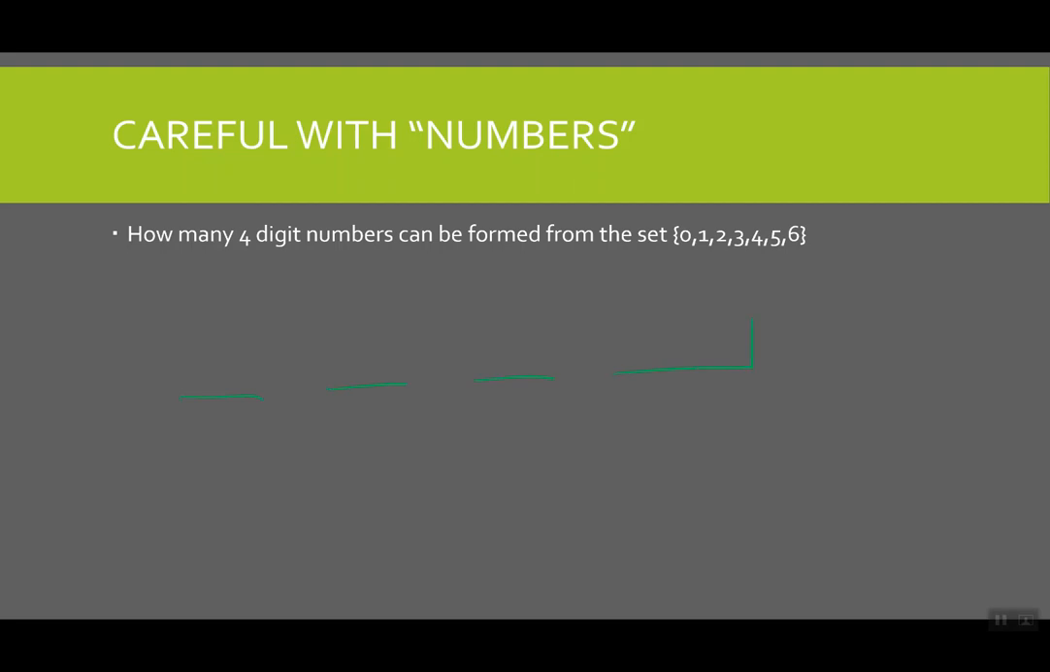All right, so I started by drawing 4 slots, right, because I have to pick 4 digits. In the first one, I say I have 6 choices. There's 7 numbers, but I can't use 0. The other blanks, I'm putting in 7. So I have 6 times 7 times 7 times 7, or 6 times 7 cubed, which says 2,058.